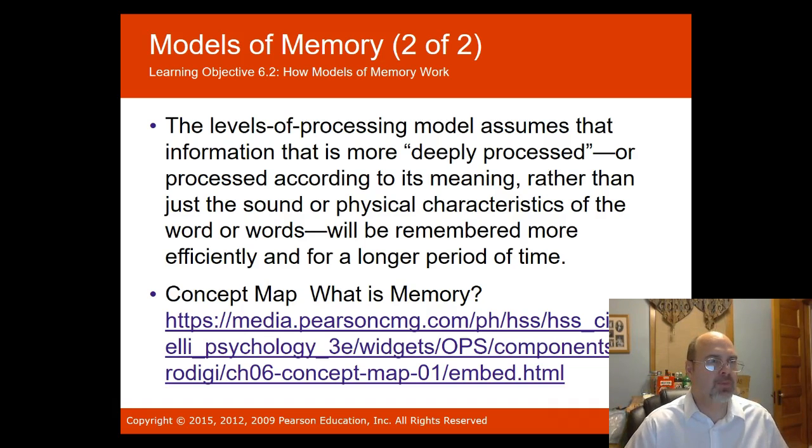Next, let's look at models of memory. There's what's called the levels of processing model. It assumes that information is more deeply processed according to its meaning rather than just the sound or physical characteristics. For instance, when you learn a new word, a lot of times we use different methods that not only look at how to spell the word and define the word, you learn to use the word in a sentence, you draw a picture of it. By doing that, it helps us to lodge that word longer in our memory. Helps us to think more about the meaning of something.